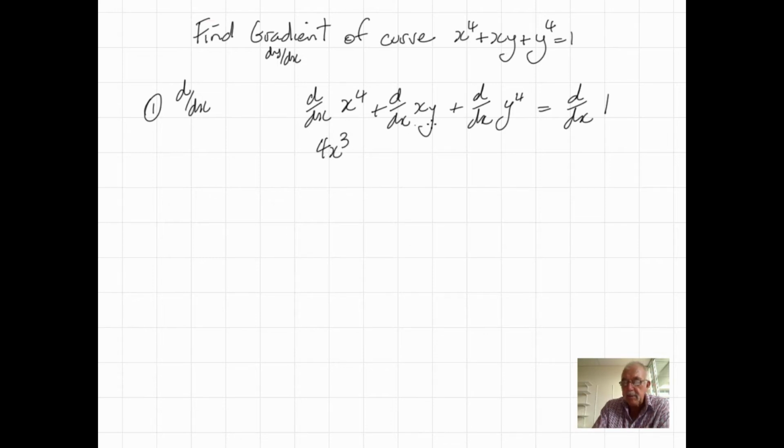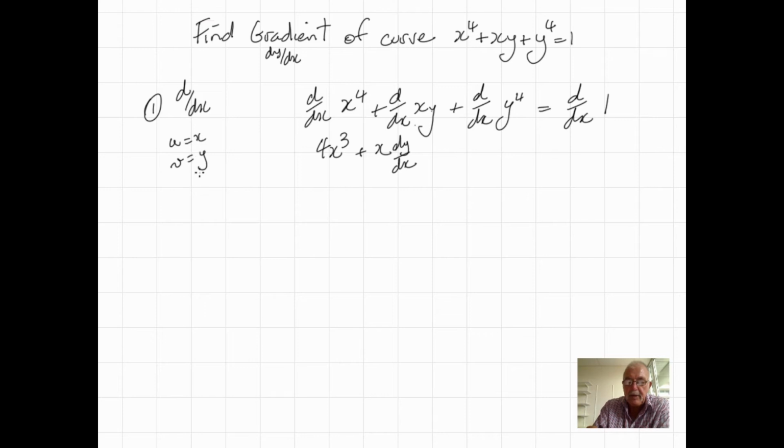Now this one's a little bit tricky. x and y both contain y as a function of x, so we've got a product rule going on here. So if u is equal to x and v is equal to y, then v dash, the derivative with respect to x of y, is just dy/dx.